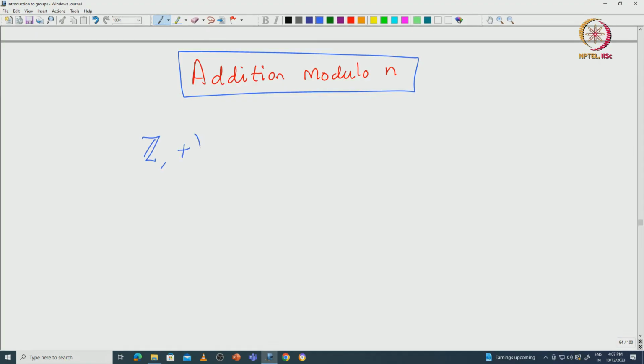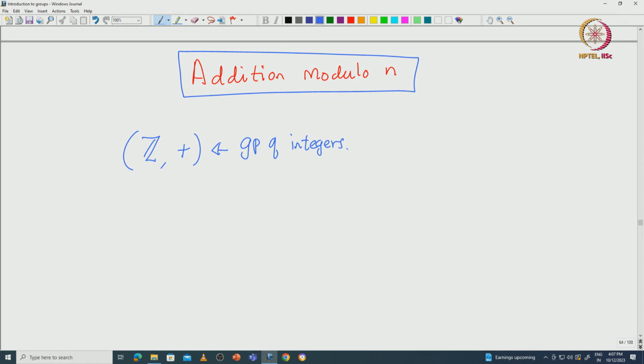Welcome back everyone. In this lecture I will introduce some arithmetic groups coming from elementary number theory. So, first we will see a group that can be constructed using addition modulo n. Okay. So, for that let me motivate from scratch. Let us start with the group of integers. So, this is the group of integers.